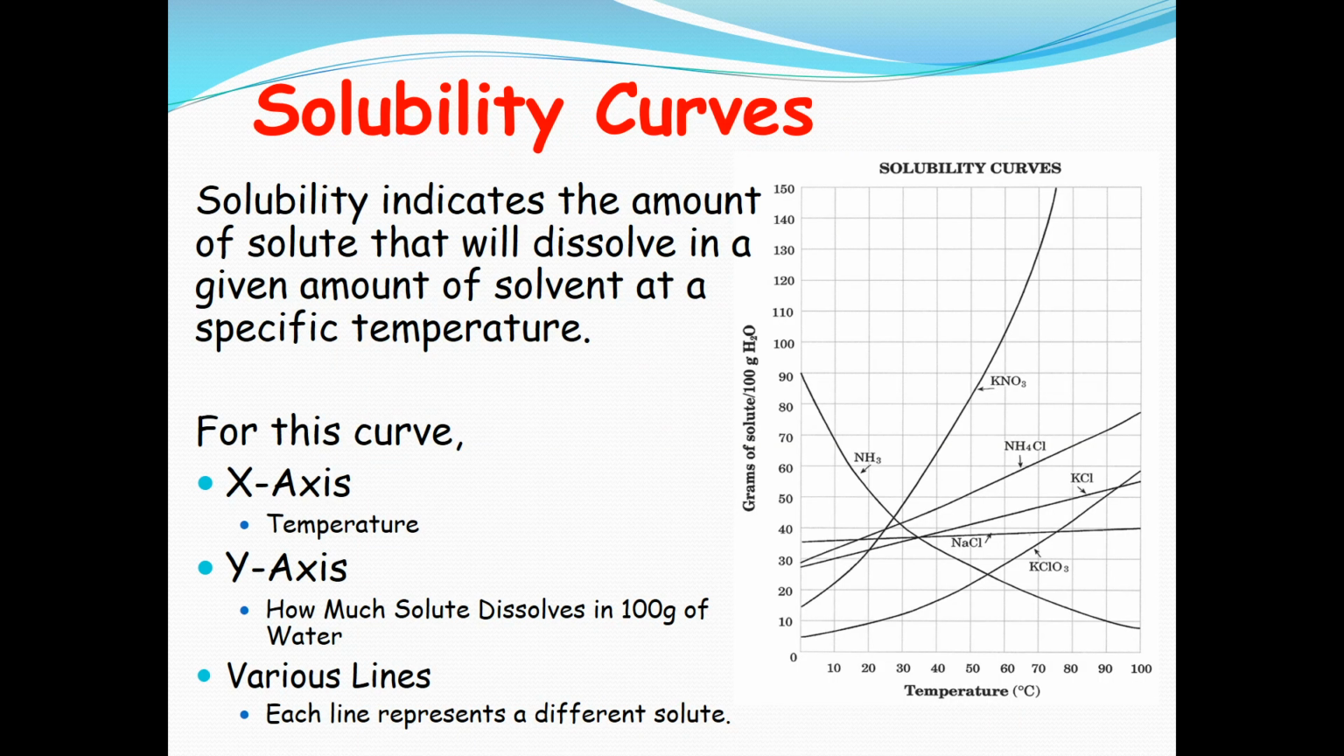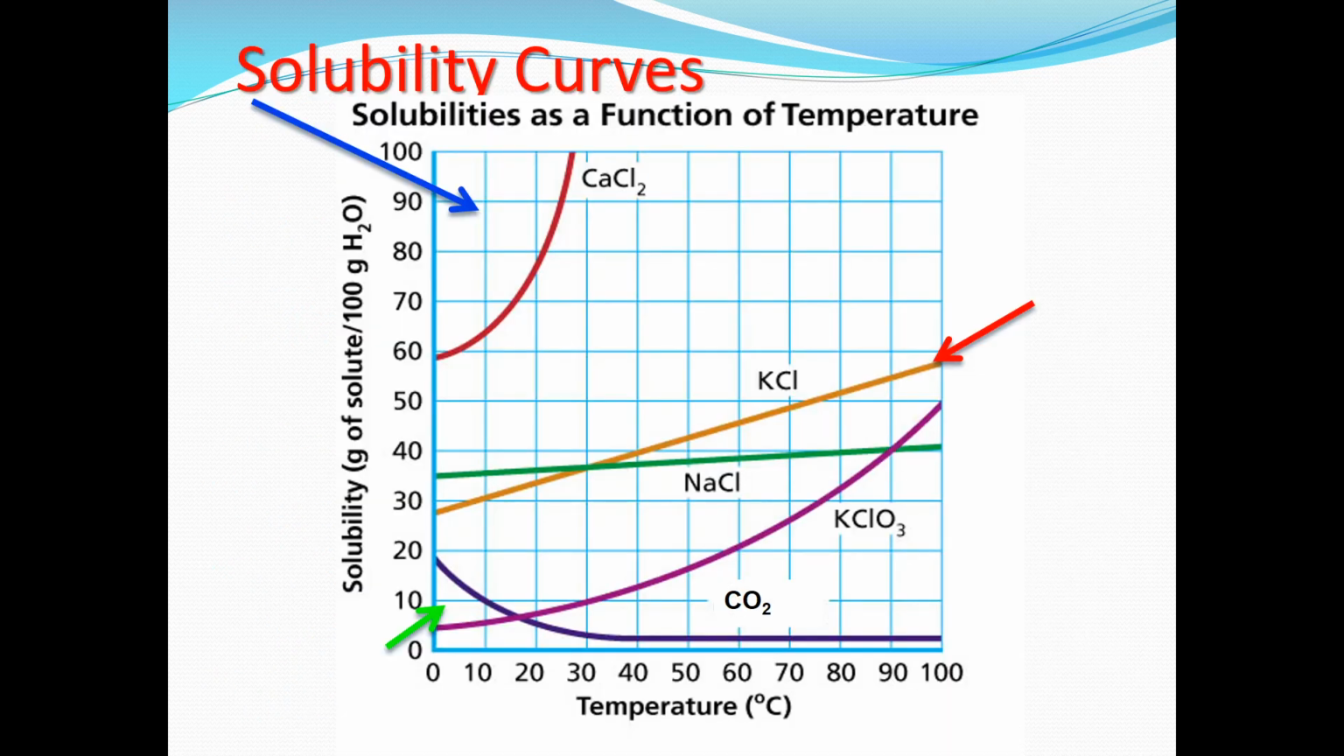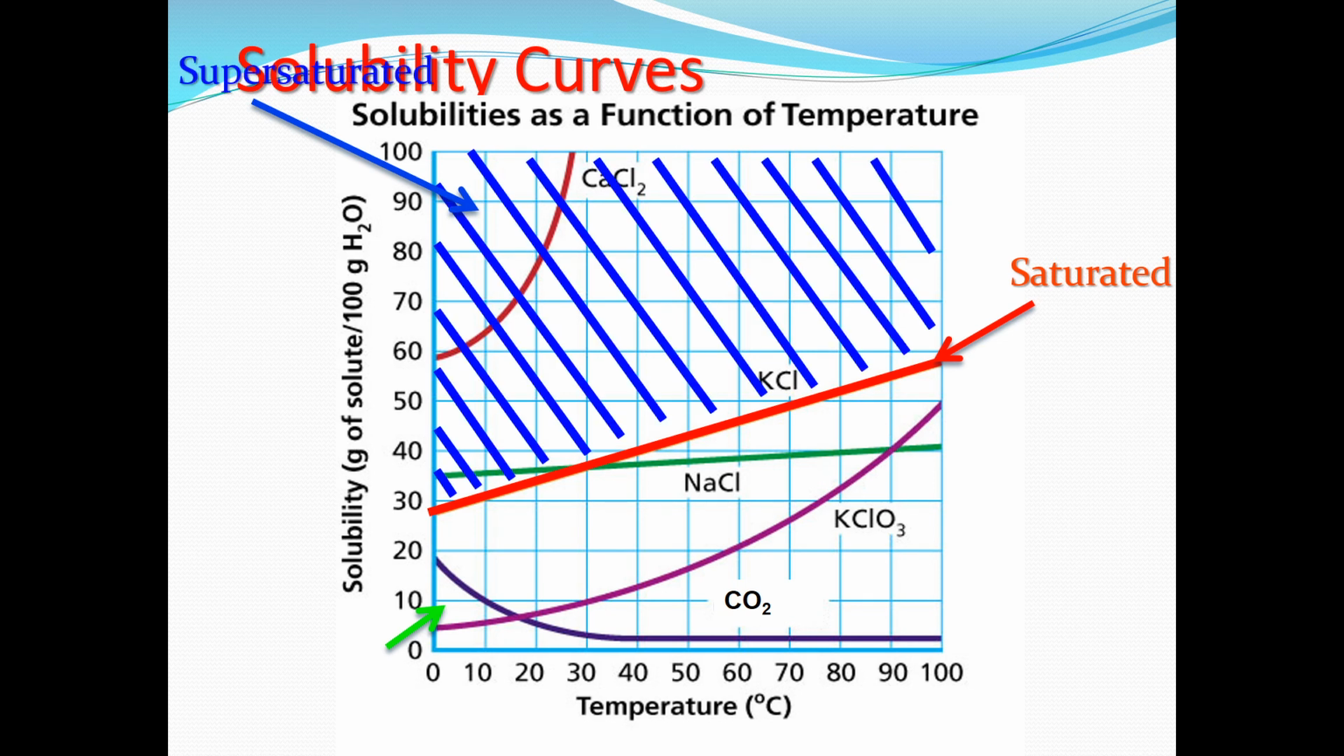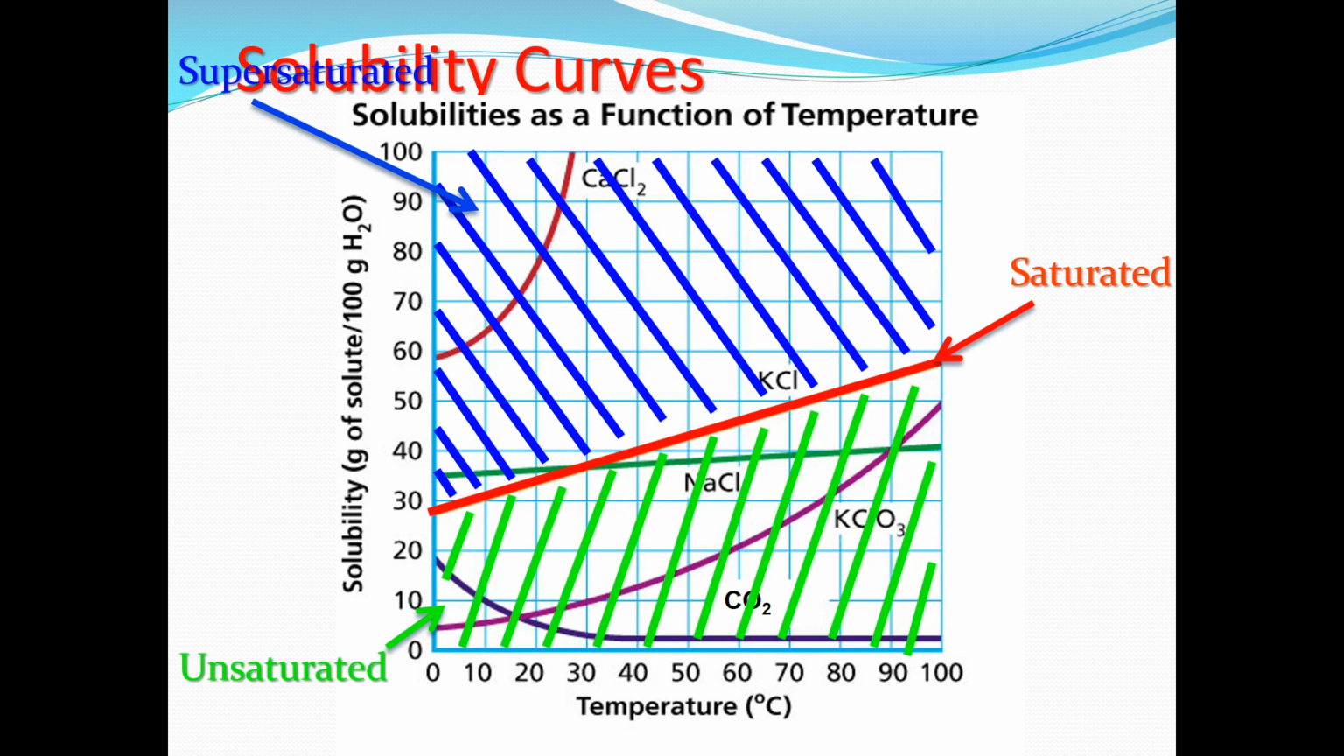So, solubility curves. Solubility indicates the amount of solute that will dissolve in a given amount of solvent at a specific temperature. So if it's on the line, it's saturated. If it's above the line, it'd be supersaturated. And this is referring to dissolved. And if it's below the line, it's unsaturated.